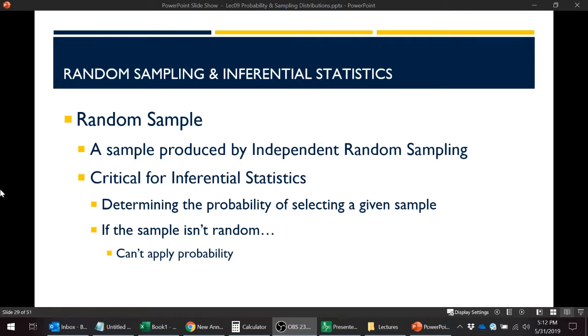Now, you'll notice the header for this slide is random sampling in inferential statistics. Inferential statistics is that determination we would eventually make. Are these two samples the same or are they different? Are they coming from the same population or not? And they're based on the probability that two samples come from the same population, specifically two random samples. Now, when we say a random sample in this context, what we are very specifically meaning is a sample produced by independent random sampling. This is of the utmost importance because only when we have an independent random sample can we get the probability of that sample occurring by chance.